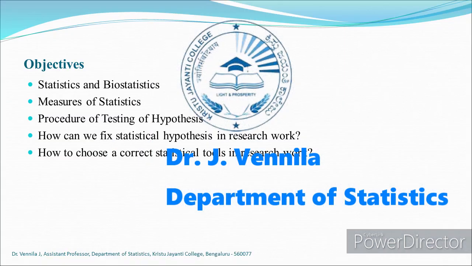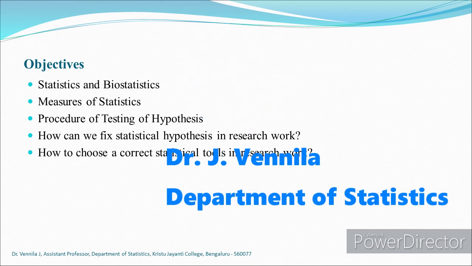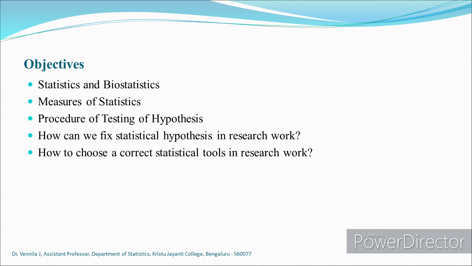The topic is the objectives of statistics. Here we discuss what is meant by statistics, what is meant by biostatistics, what measures are there in biostatistics, what procedure we have to follow in a research study, and how we can fix the hypothesis. Based on the hypothesis, how can we choose the correct statistical tools. These are the points we are going to discuss here.